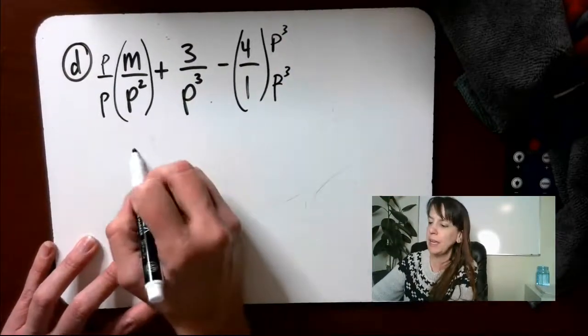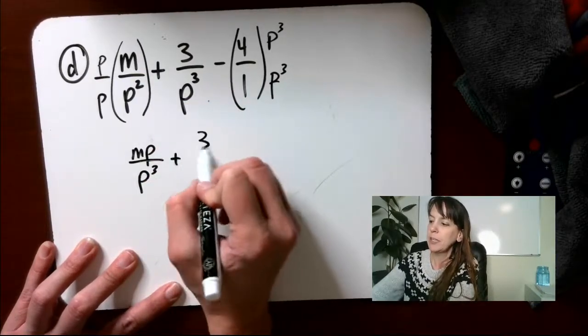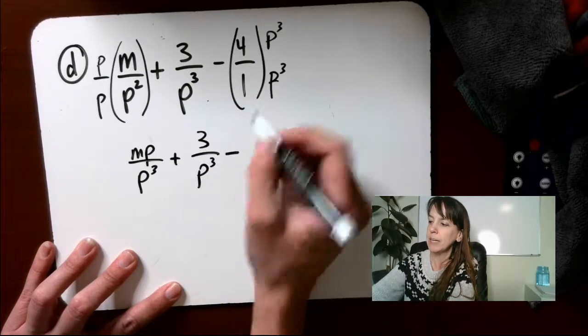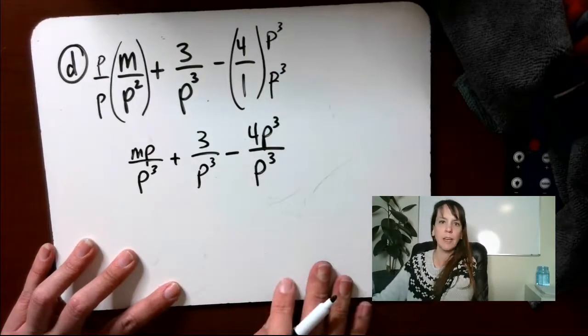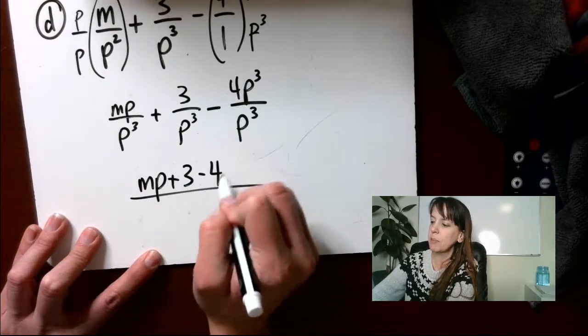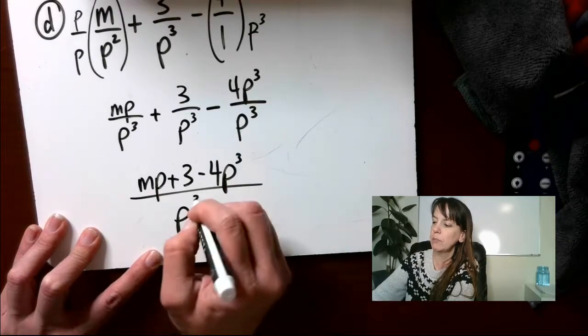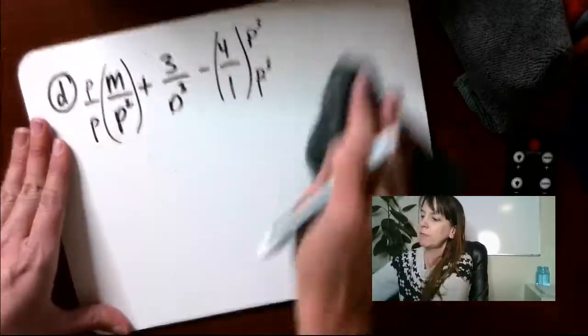So upstairs I have MP over P3 plus 3 over P3 minus 4P3 over P3, okay? Now what I have is MP plus 3 minus 4P3 over P3. That is your simplified expression, my friends.